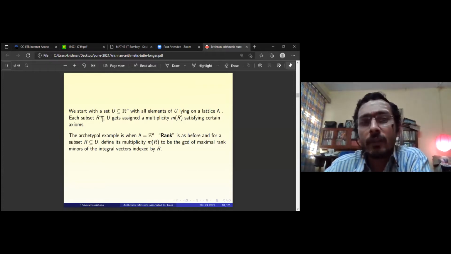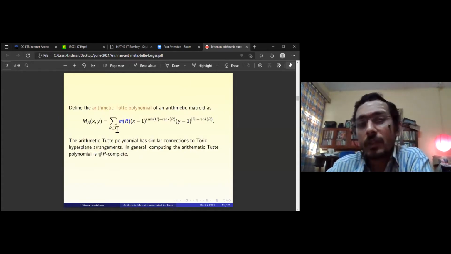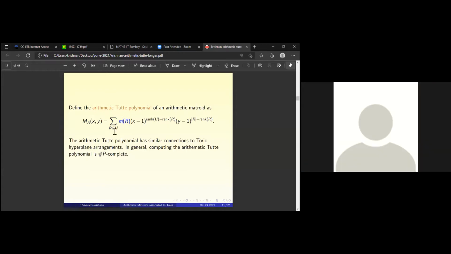M of R is associated to every R, and now rank is as before, but we have this idea of multiplicity. So here again, I've made the mistake. It should be R a subset of A U, an arithmetic polynomial. Again, the same mistake.